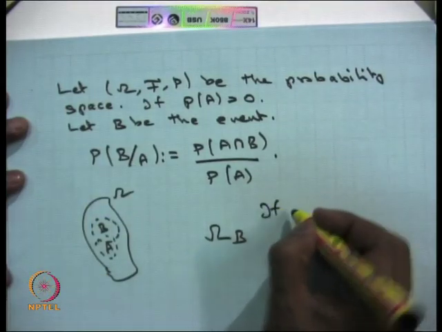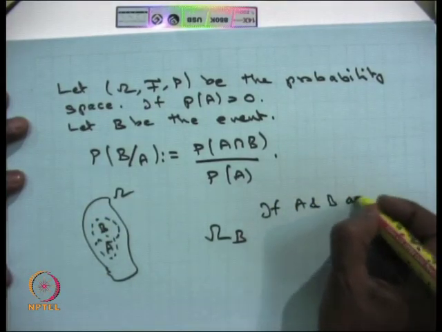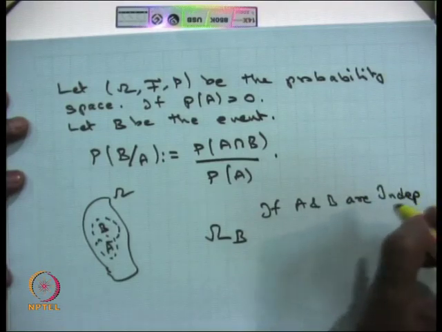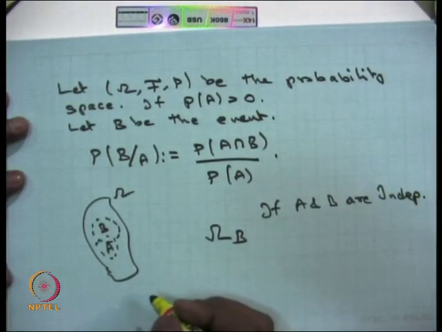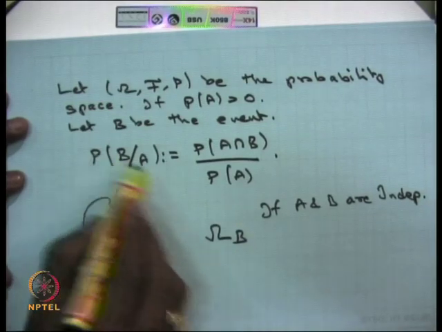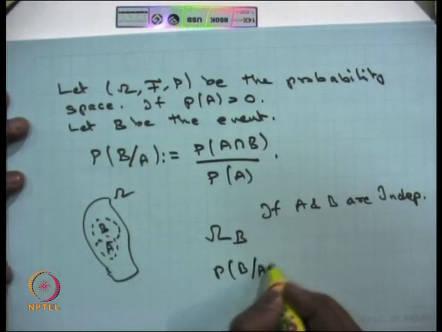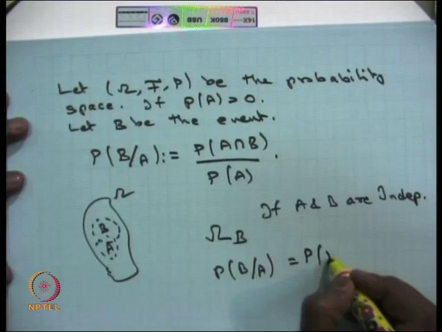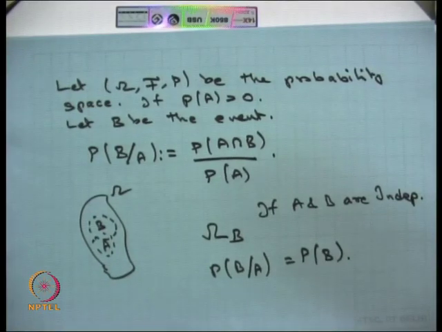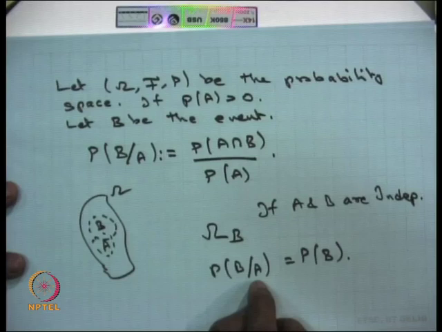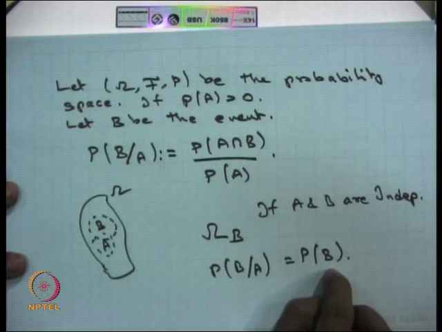If the events A and B are independent, then there is no way of relating the probability of B given A, so the probability of B given A is the same as the probability of B. That means there is no dependency between the events B and A. Therefore, the occurrence of the event A is not going to cause anything to the event B. Therefore, the probability of B is the same as the probability of B intersection A.